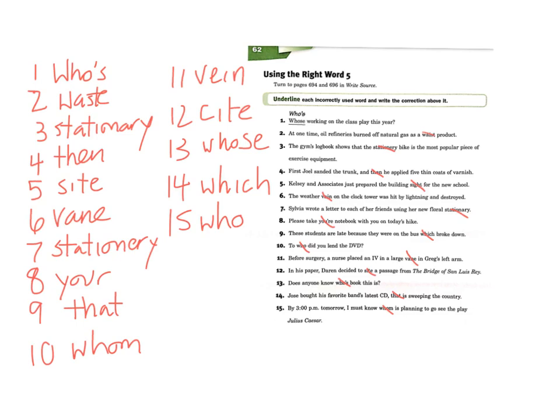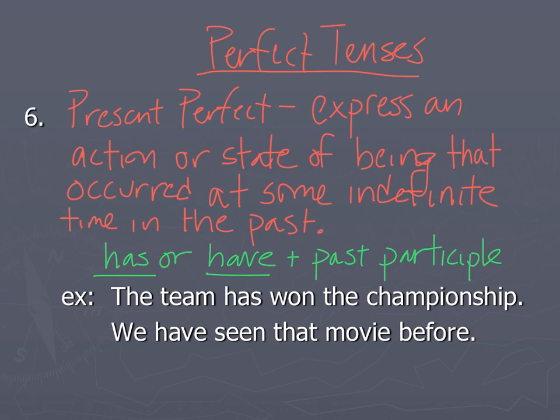But today in the notes, we're going to go through the perfect tenses. Yesterday we did the simple tenses: past, present, and future. Today we're going to do the perfect tenses, and those are present perfect, past perfect, and future perfect. So, present perfect tense. Its definition is that it expresses an action or state of being that occurred at some indefinite time in the past.